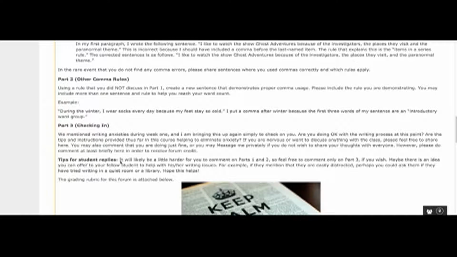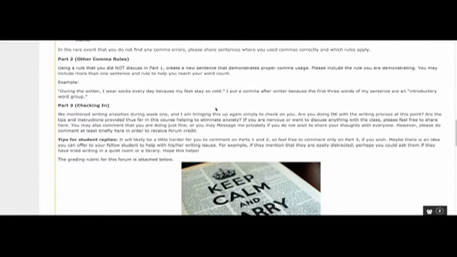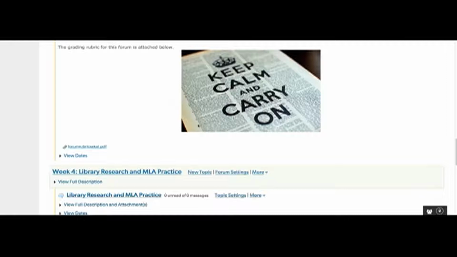And again, tips for student replies. It will likely be a little harder for you to comment on parts 1 and 2, so feel free to comment only on part 3 if you wish. Maybe there is an idea you can offer to your fellow student to help with his/her writing issues. For example, if they mention that they are easily distracted, perhaps you could ask them if they have tried writing in a quiet room or library. I hope that this helps. And the grading rubric for this forum is attached below.